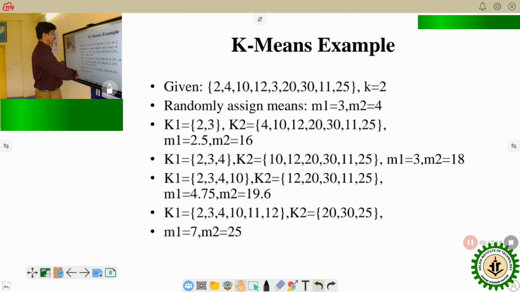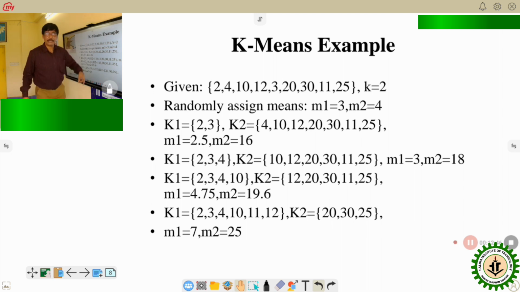Similarly for 12, the distance from 3 to 12 is 9 and from 4 to 12 is 8. So 8 is less than 9, and 12 belongs to the second cluster. Similarly for 20 and for all the numbers. So in the first iteration, the two clusters have been formed. One is K1, with members 2 and 3, and the second cluster is K2, with members 4, 10, 12, 20 up to 25.